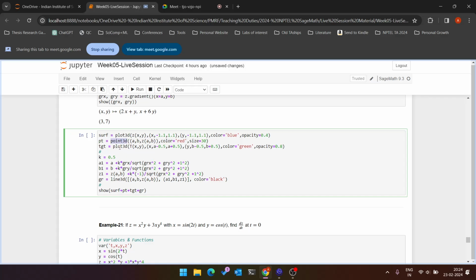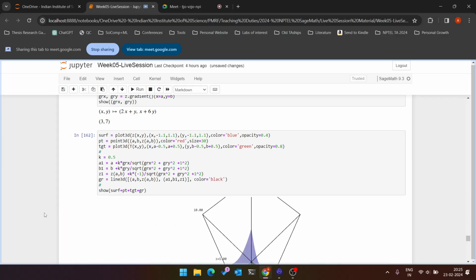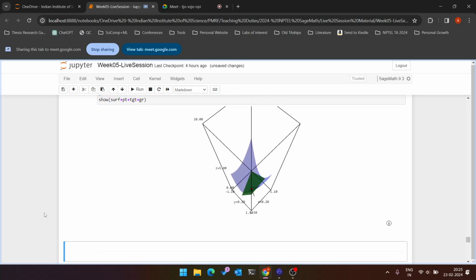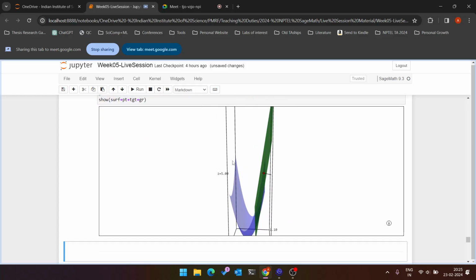Next, I'm plotting my tangent using plot 3D for the expression t of xy, for x around a and y around b. And finally, I'm also plotting my normal. Again, the same code as above. The normal will create a black line. This is what our output looks like. Okay.